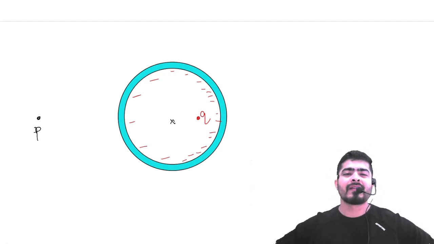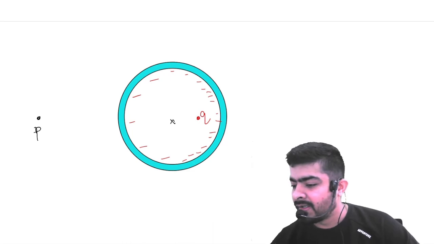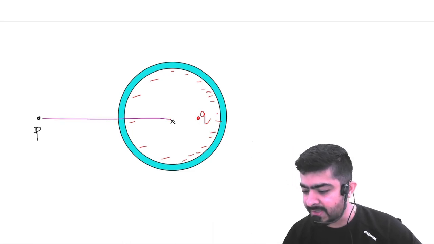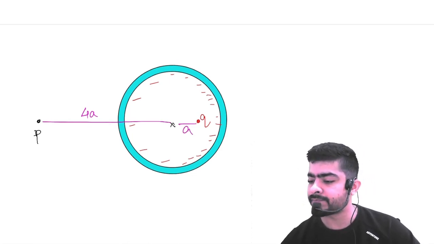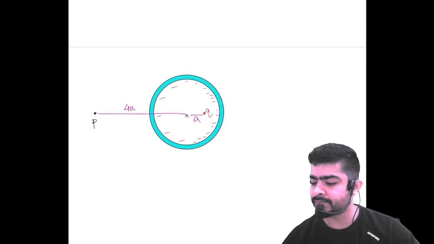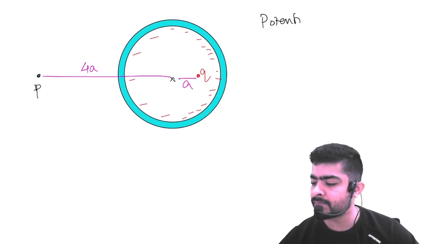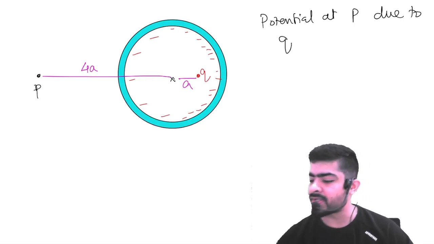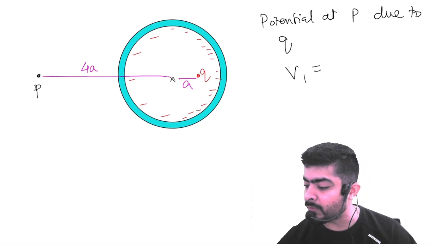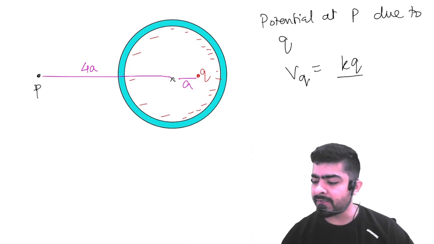So, let me draw this. So this distance is 4a, this is a. So the potential at P due to small q charge will be how much? Let's call it V1. So that V1, or let's write it VQ, will be equal to KQ by R, and the distance is 5a. So I write down 5a over here.